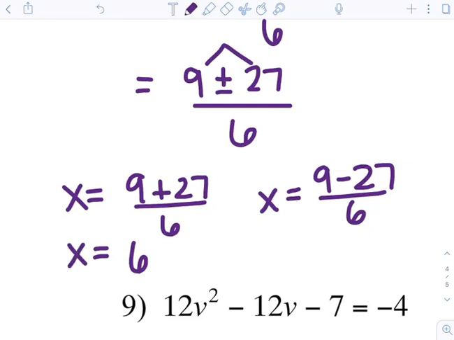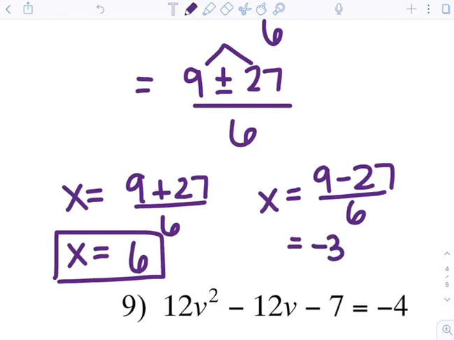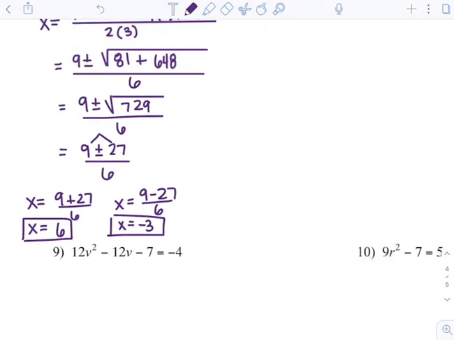36 divided by 6, that's just 6. So one of my answers is positive 6. And then I'm going to do 9 minus 27, that's negative 18 over 6. So negative 18 divided by 6, that's negative 3. So x also equals negative 3. And there's no checking involved. Those are literally my two answers, and then I'm done.